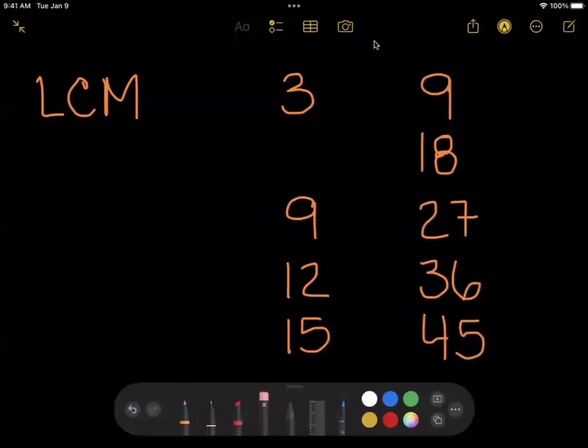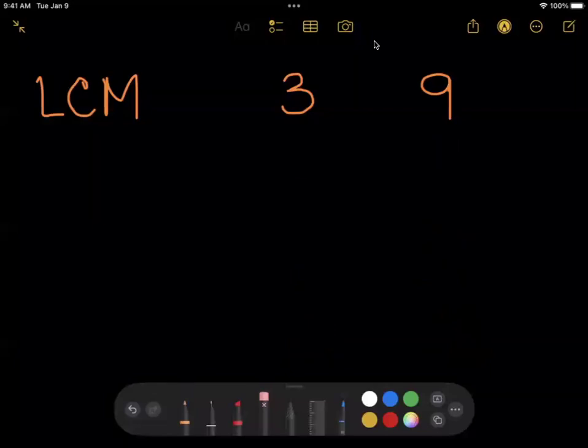Okay, so let's find a way to find the least common multiple. Now, there's a couple different ways to do this. One of them is to list all the multiples until you find the smallest one they have in common. Another one is to break it down to prime factorization and look for something that they have in common. Or my favorite method is where I list the multiples of the bigger number and see which of them the smaller one fits into. So that's my favorite method.